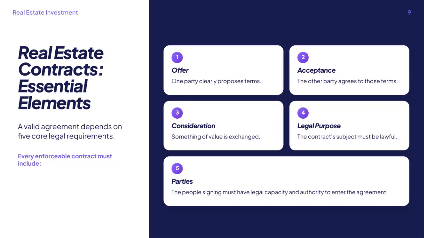When we talk about real estate contracts, there are 5 essential elements that make an agreement valid and enforceable. First is the offer, where one party clearly proposes the terms of the deal. Next comes acceptance, meaning the other party agrees to those terms without any changes. Third is consideration, which refers to something of value being exchanged between the parties, like money or property. Fourth, the contract must have a legal purpose, so the subject of the agreement has to be lawful. Finally, the parties involved must have the legal capacity and authority to enter into the contract. These 5 elements together ensure that the contract is both binding and valid.